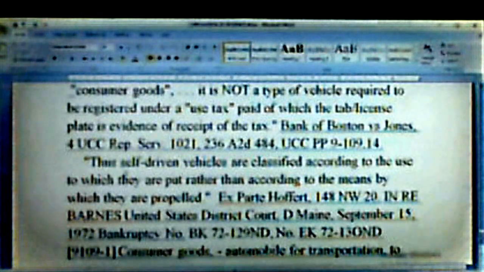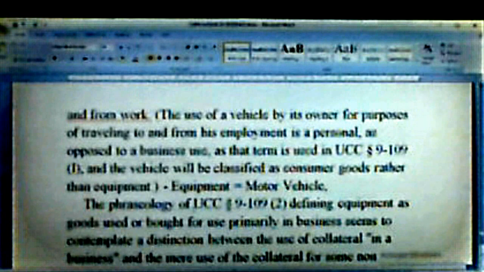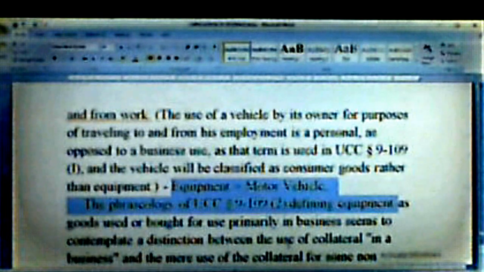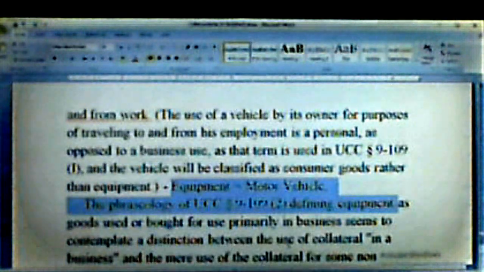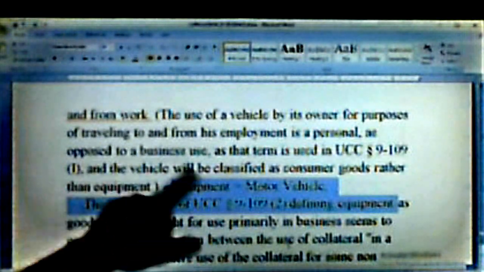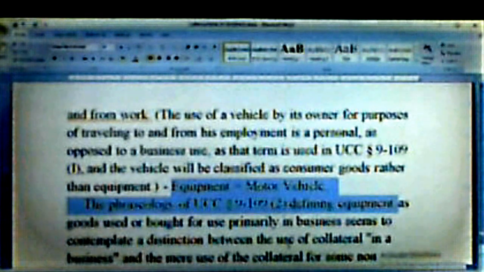It says, thus self-driven vehicles are classified according to the use to which they are put rather than according to the means by which they are propelled. Ex parte Hoffert. Okay? So it's all about whether or not that vehicle can be classified as a consumer good or whether it's equipment, which equals a motor vehicle under UCC 9-1092. Okay? If it's here under UCC 1091, it's consumer goods. It doesn't have a commercial use. It's not equipment. It's not required to be registered.